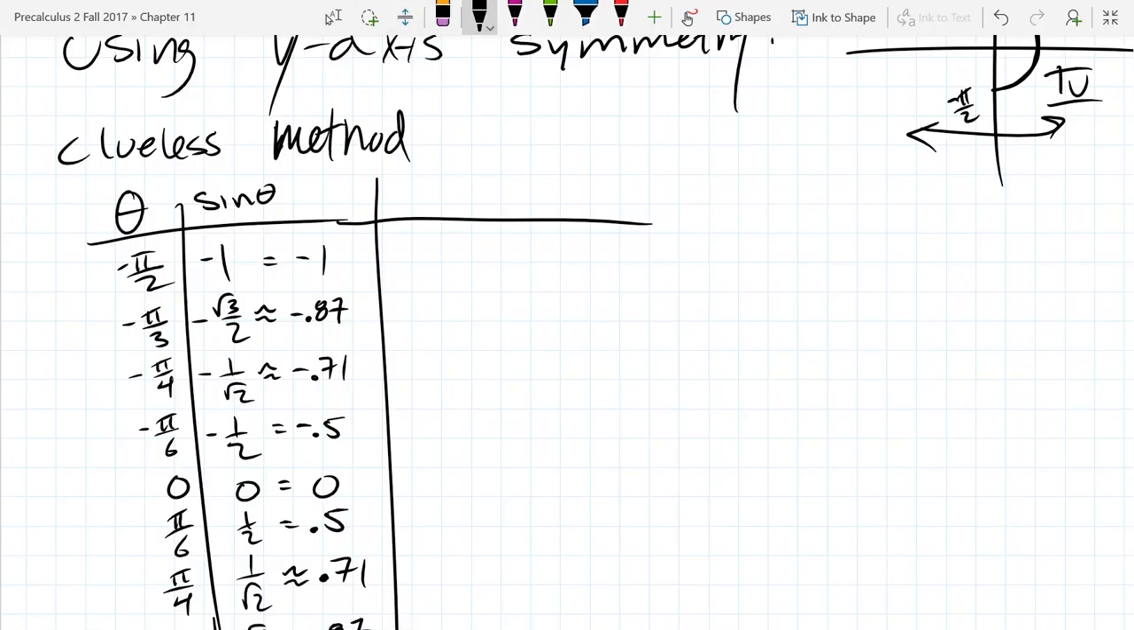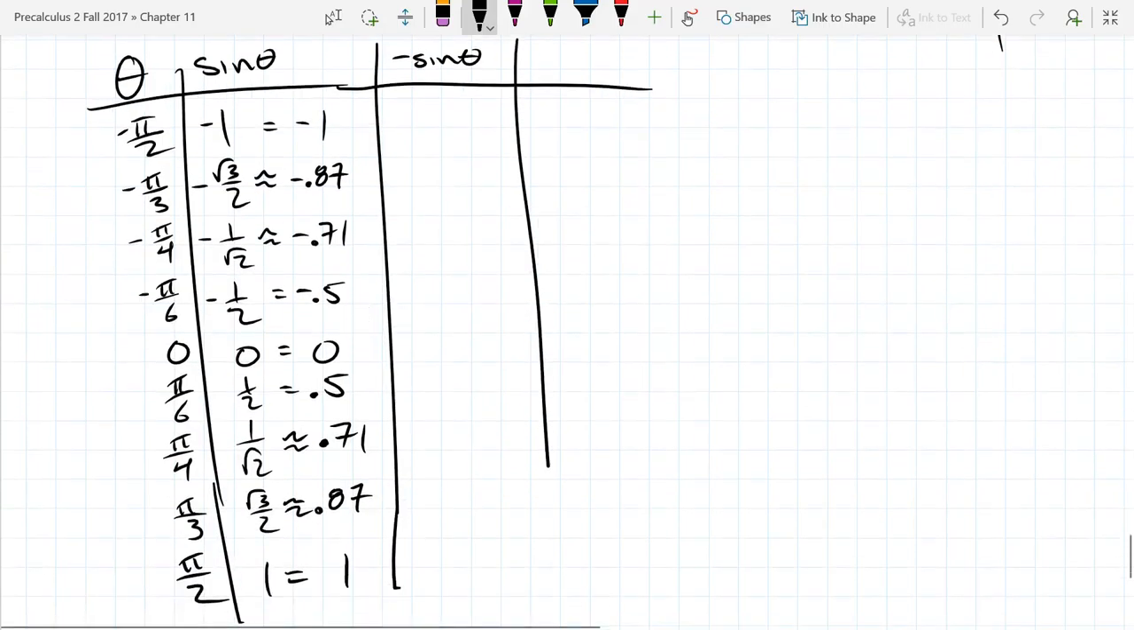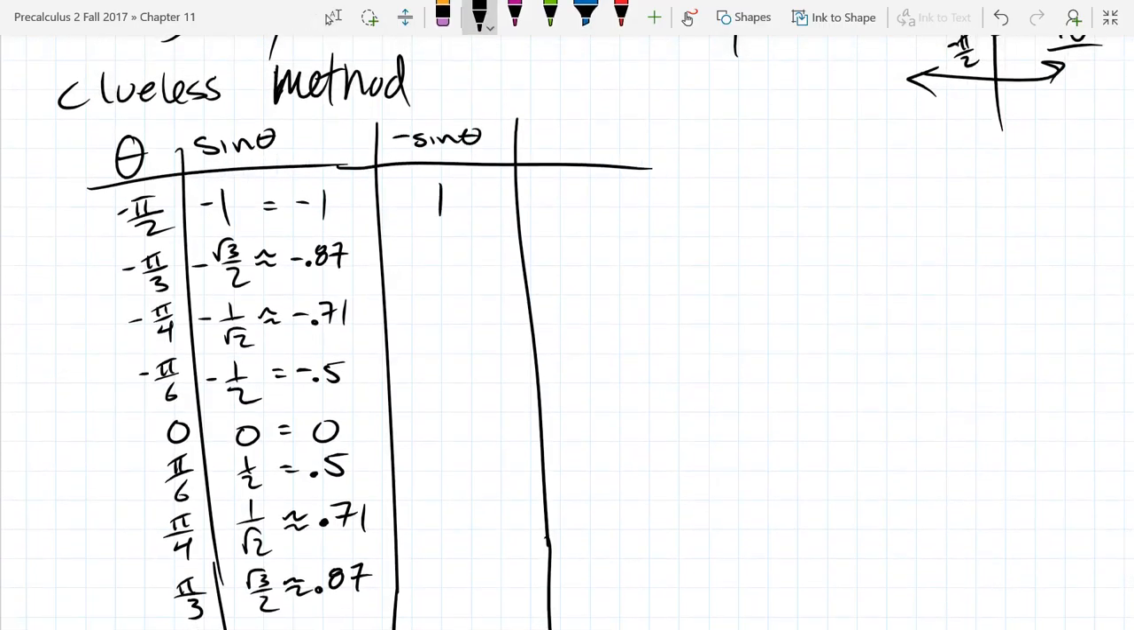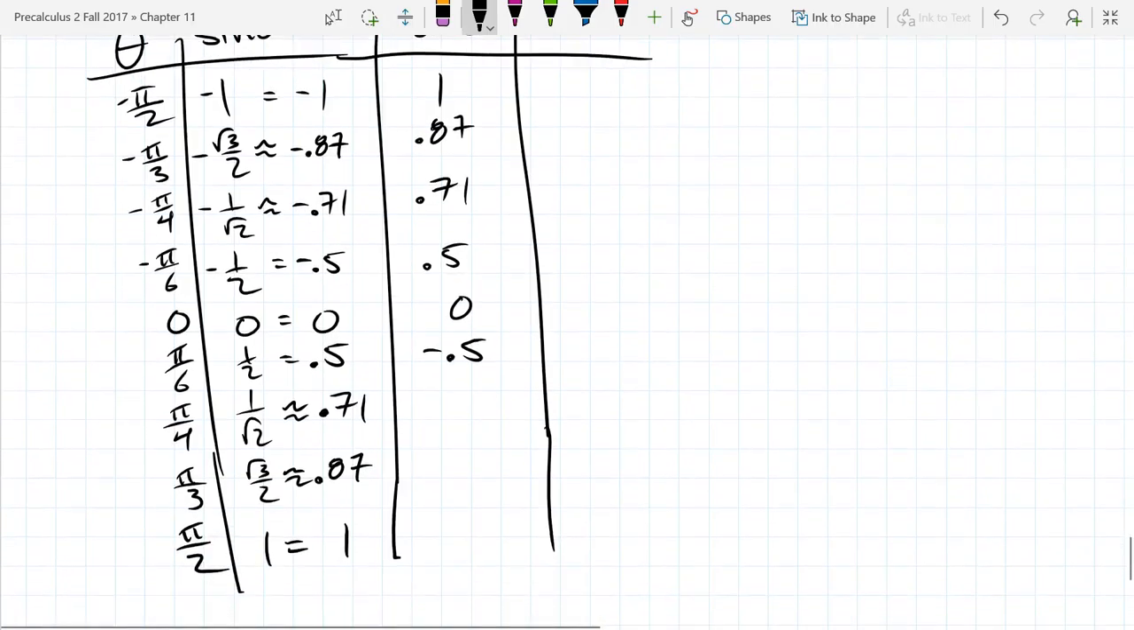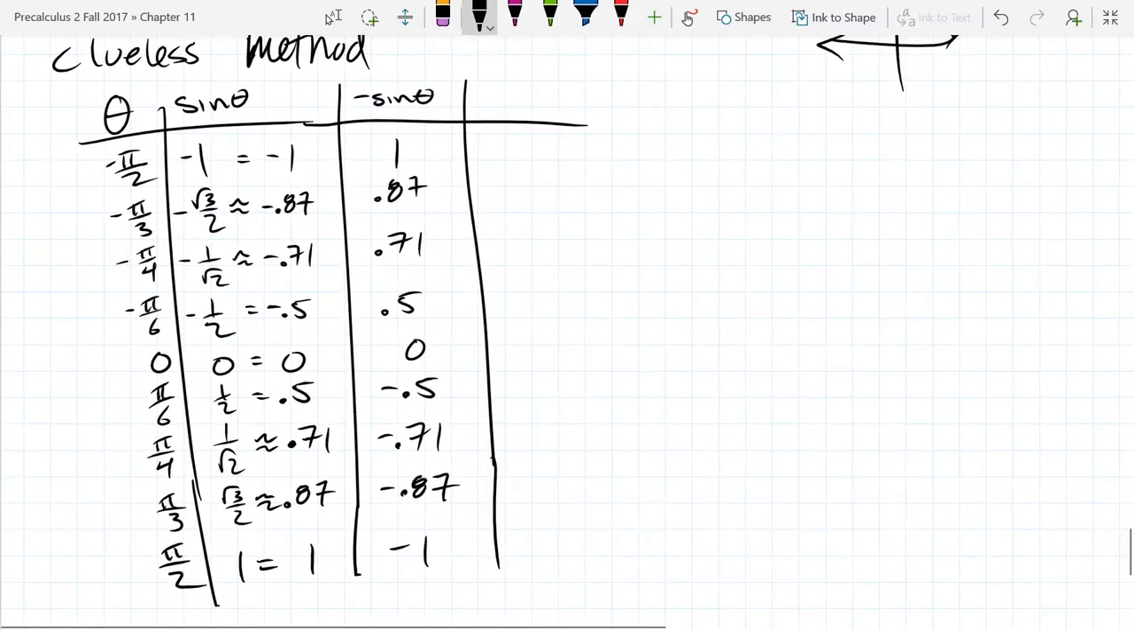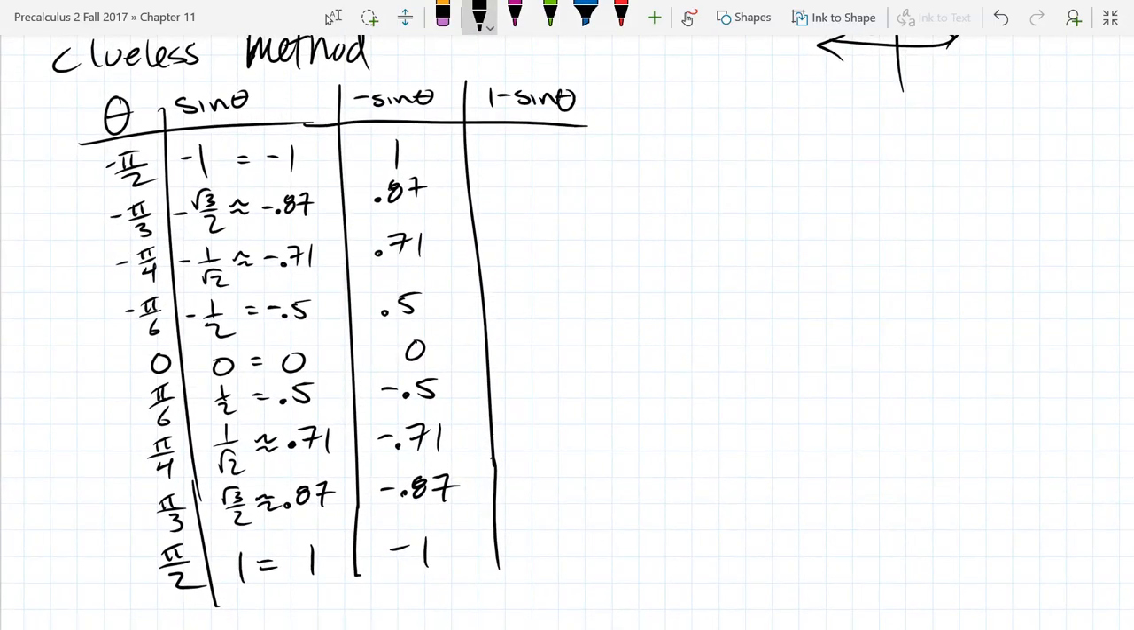Now, if I was graphing r equals sine theta, this would be my r right here. But I still have a few more steps to do. So I could make a column for negative sine theta and then 1 minus sine theta. So I'm just going to take all these values and make them negative now. So we got 1, 0.87, 0.71, 0.50, 0, negative 0.5, negative 0.71, negative 0.87, negative 1. And now 1 minus sine theta.